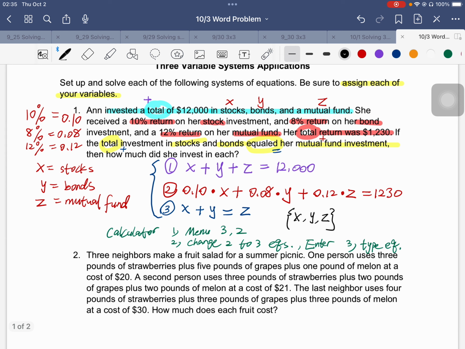So now let's type into the calculator, and I can see it's 1500, 4500, 6000.